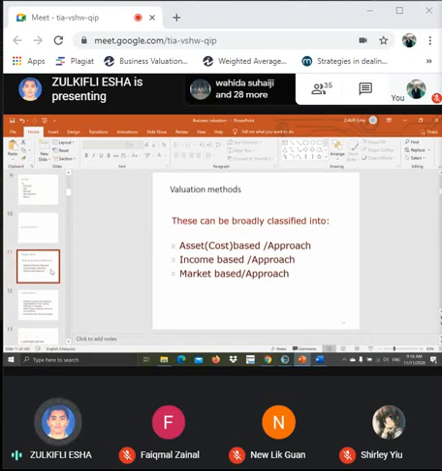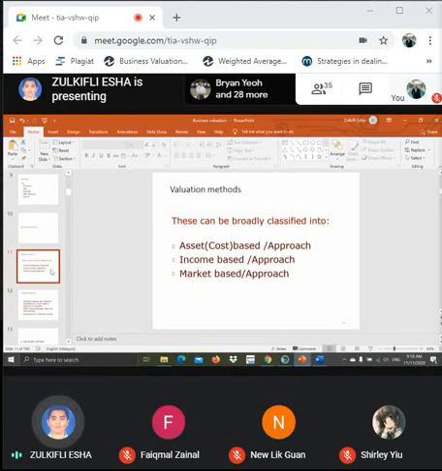So basically there are three approaches. For each of the approaches, there are a few methods that can be used. The first approach is the asset or cost approach. The second one is the income approach, and the last one is the market approach.